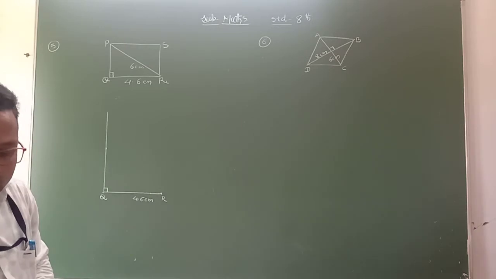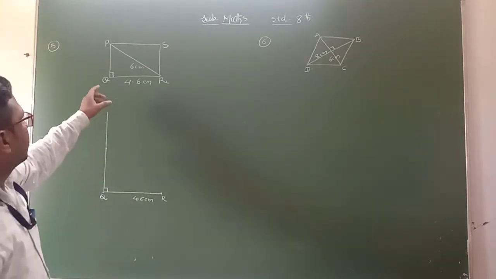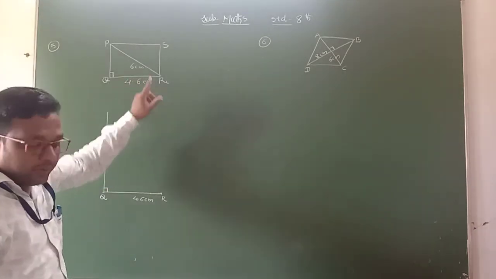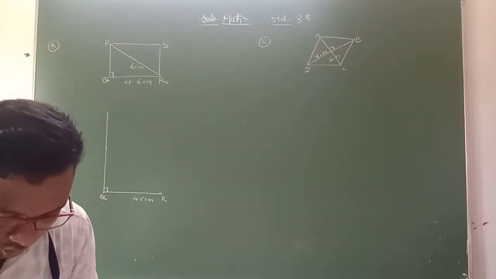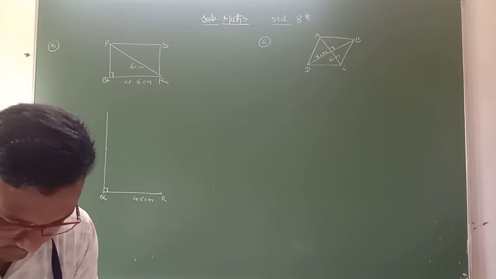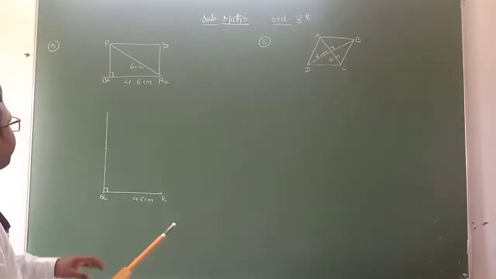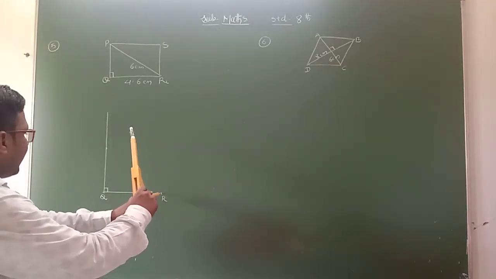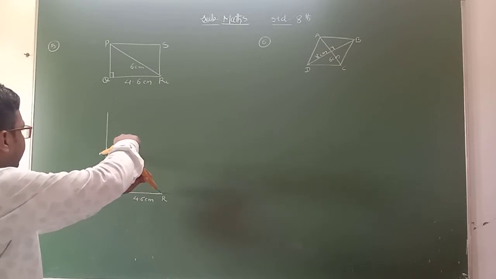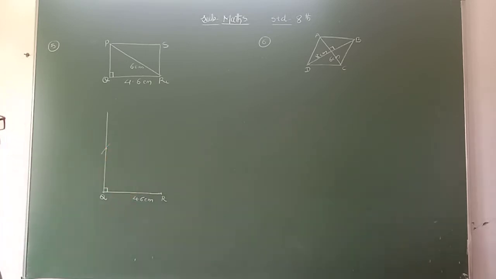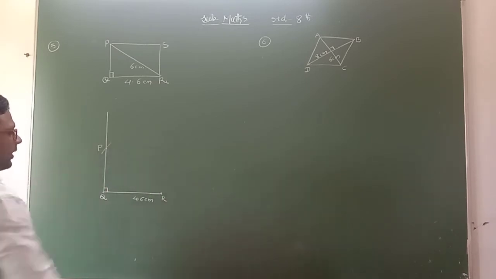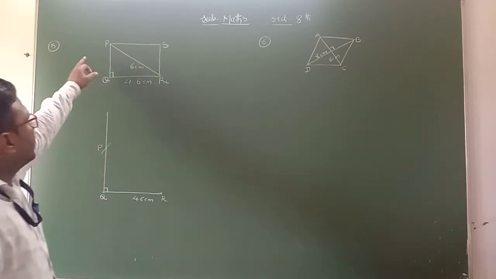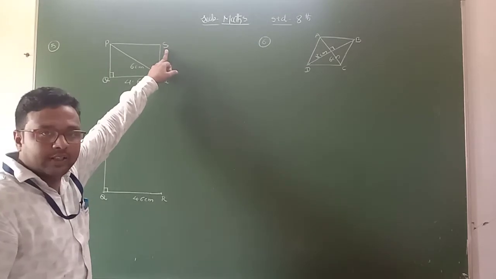After that, the diagonal of the rectangle PR is given 6 cm. Take 6 cm distance in the compass. Using R point as a center, make one arc here. In this way we get the third vertex of the rectangle, that is P. Now we have to find the fourth vertex of the rectangle, S.